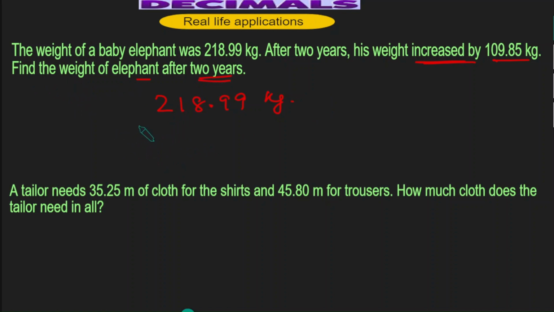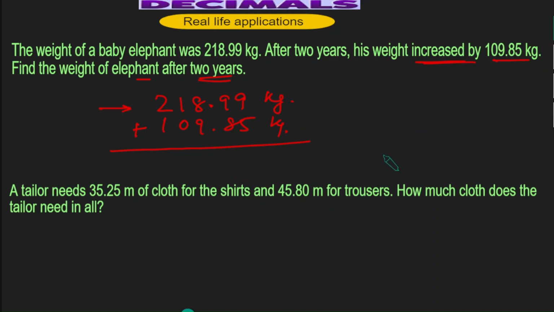So in those 2 years, the increased weight is 109.85 kg. So this was the baby elephant's weight, and after 2 years it will naturally be something else when we add its current weight and the increase. So we have to do some addition here to get the total weight after 2 years. Now, when do we do addition?